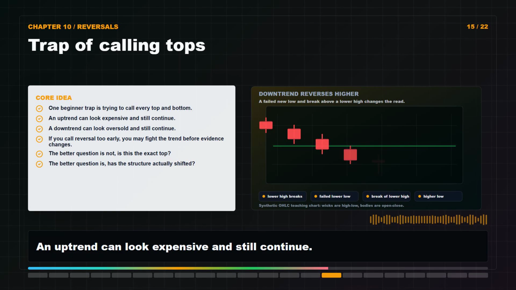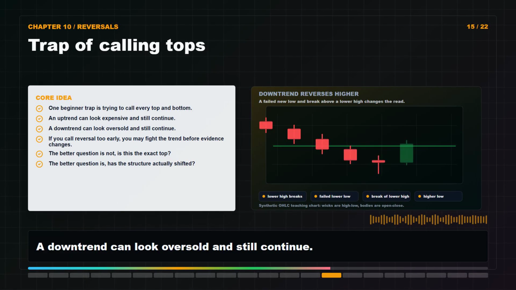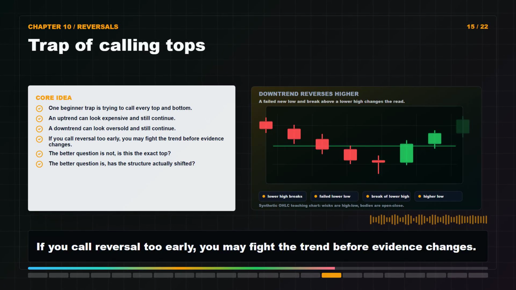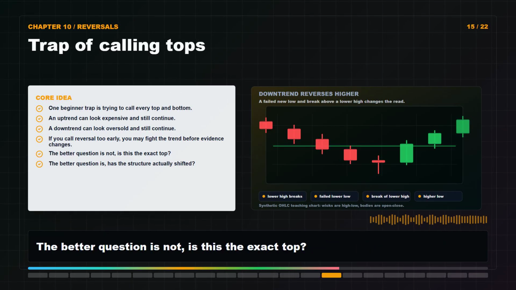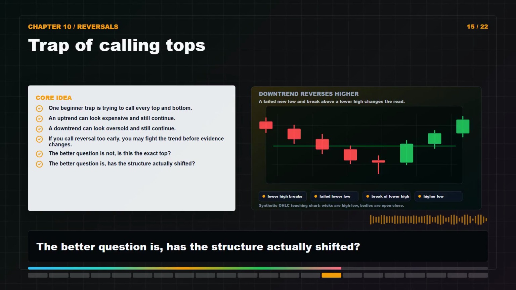An uptrend can look expensive and still continue. A downtrend can look oversold and still continue. If you call reversal too early, you may fight the trend before evidence changes. The better question is not, is this the exact top? The better question is, has the structure actually shifted?